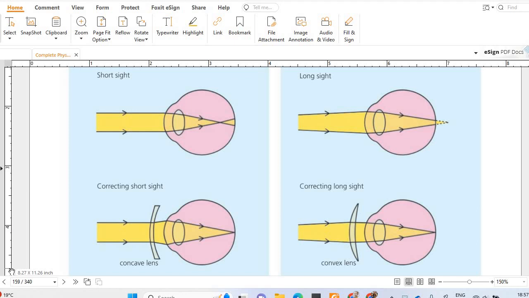In this short video, we will learn how glasses are used to correct two main vision problems which all of us face, like most people face. One is called short-sightedness or myopia. The other one is called long-sightedness or hypermetropia.